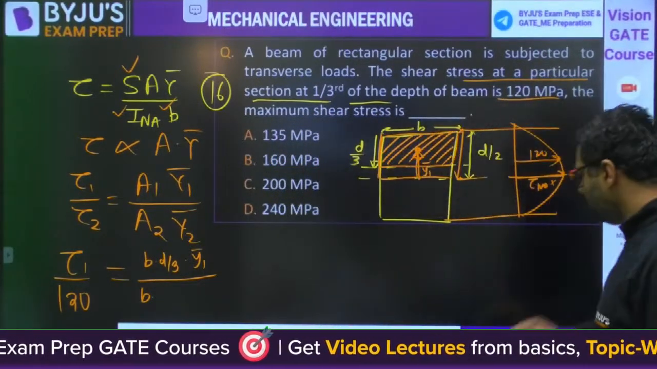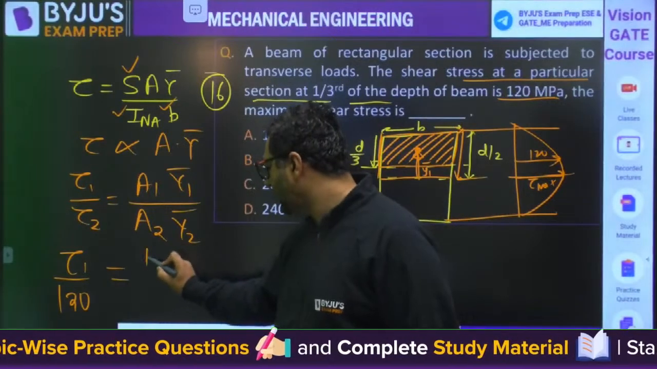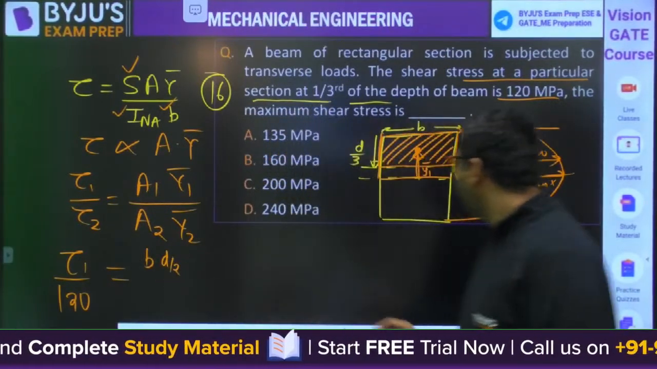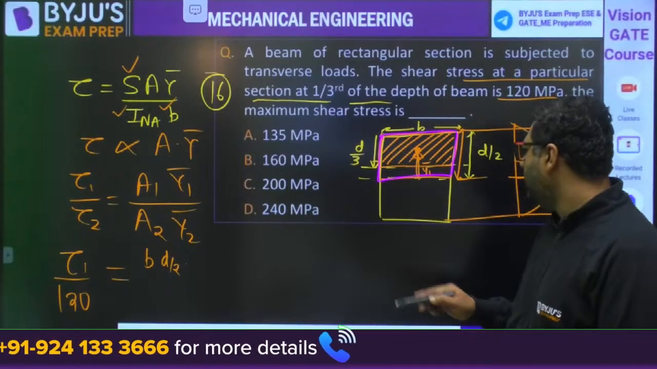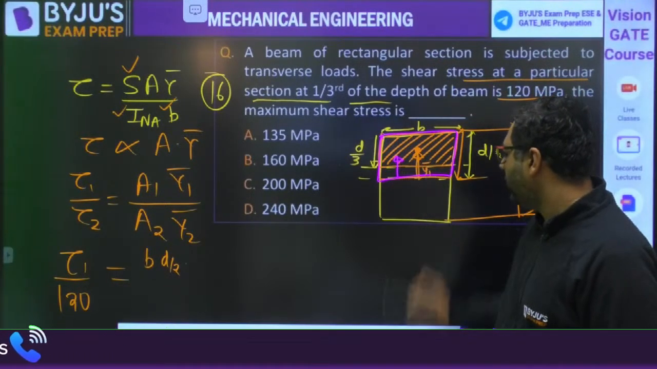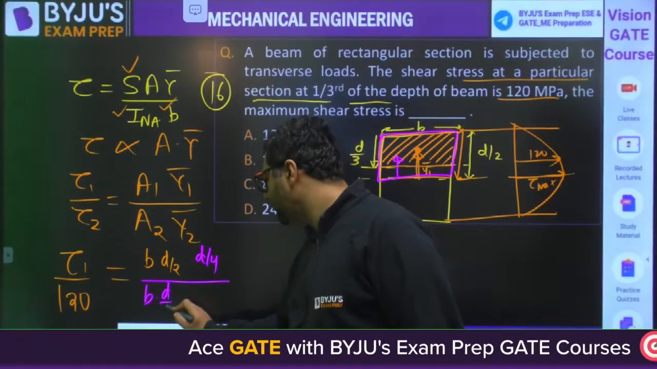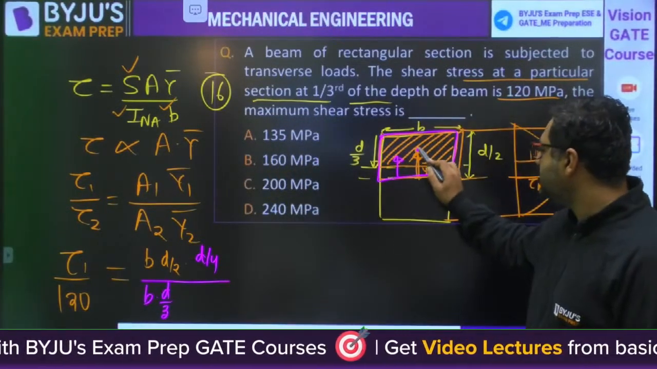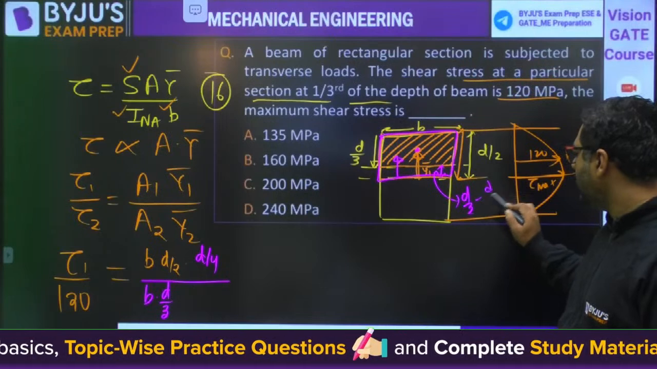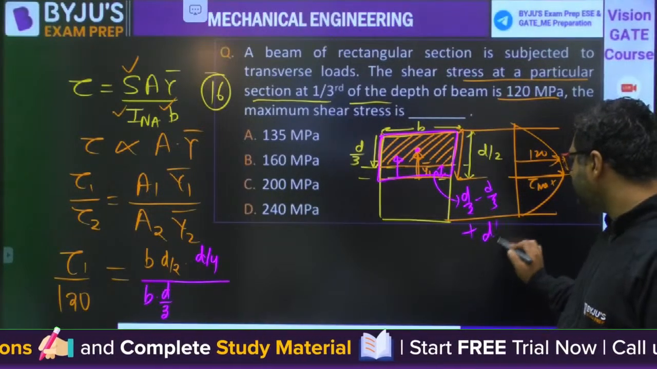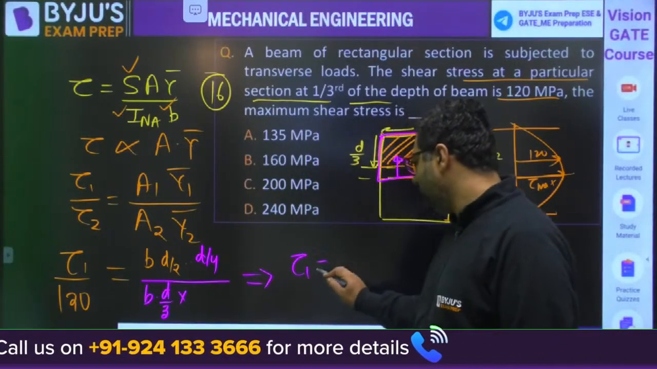I feel I have taken just the opposite. The first area is B into D by 2. When you consider the entire area, obviously D by 4 will be the centroid. Then for the second area, B into D by 3, you need to find out the distance. You know this distance is D by 2 minus D by 3, which you need to add to D by 6. So you would get the distance, and that will give you tau 1 equals.